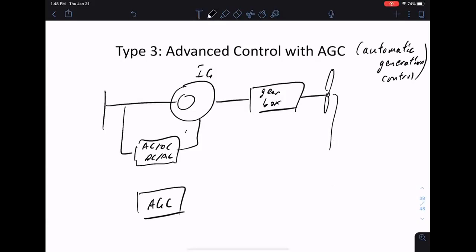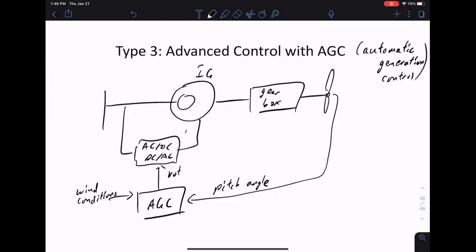What this does is take information, for example pitch angle, things like wind conditions, and then you can synthesize a voltage signal into your converter box. And the good thing about this AGC controller is that it is now a digital control system, because we're controlling the AC/DC converter. So we're now able to do digital control.